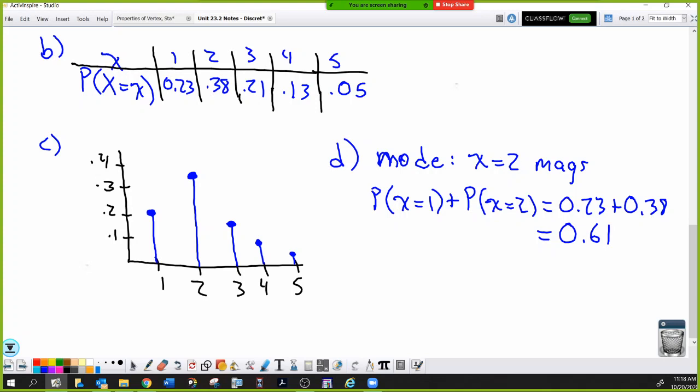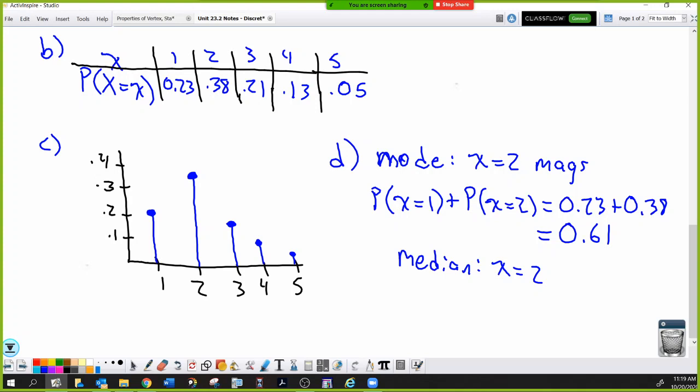That's more than 0.5, right? But we know that x equals 1 only represents 23% of the data. That means that the 50th percentile, the Q2, must have landed in the 2s. So the median has to be little x equals 2, because the 50th percentile fell somewhere between 1 and 2. So it's one of the twos.